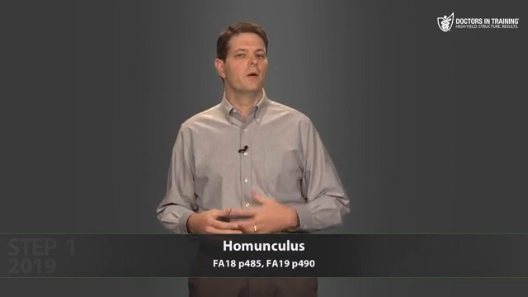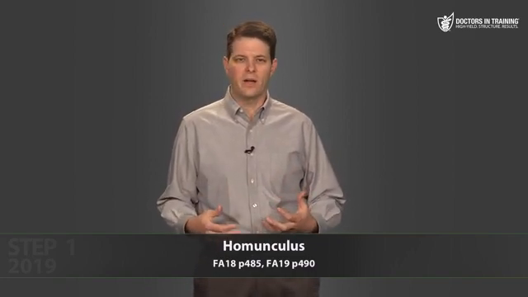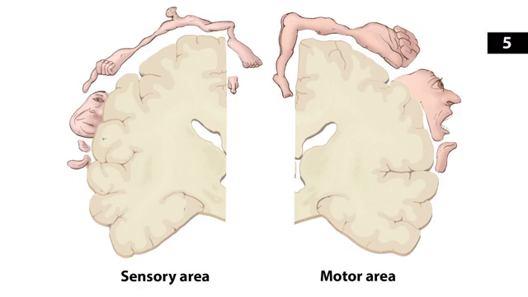Next, let's talk briefly about the homunculus. The word homunculus means little man in Latin, and it kind of describes the way the different parts of the body are mapped to different parts of the motor and sensory cortex. As you can see, both the motor and sensory cortex are laid out so that the head and face are located on the lateral part of the cortex, and then the hand and arm is superior to that, with the trunk and the legs kind of flopped over into the medial part of the cortex.